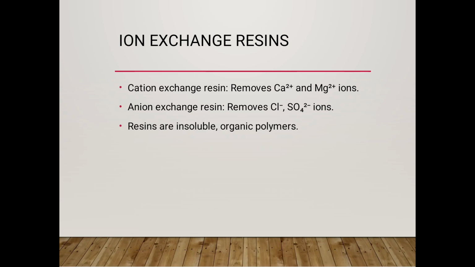The two types of resins which we are going to use in this process: cation exchange resin removes cations like calcium and magnesium ions, and anion exchange resin removes ions like chloride and sulfate ions. Resins are insoluble organic polymers, so they do not mix with water and cause any problem.